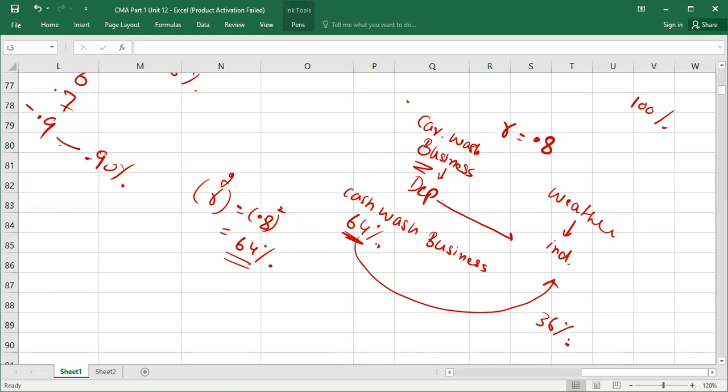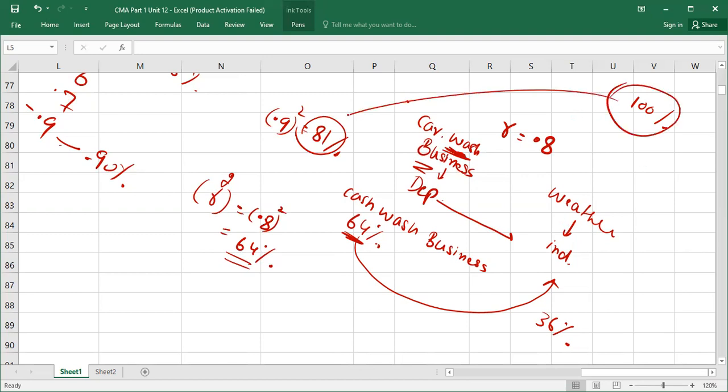Let me say one more time. For example, if I'm now changing and saying that 0.9 is the correlation, if I take the square of this, it will become 81%. It means if there's 81% coefficient of determination, your car wash business will change 81% due to change in weather. So total percentage is 100%. If 81% is changing due to change in weather, it means 19% will change due to other factors. This is what is called coefficient of determination.